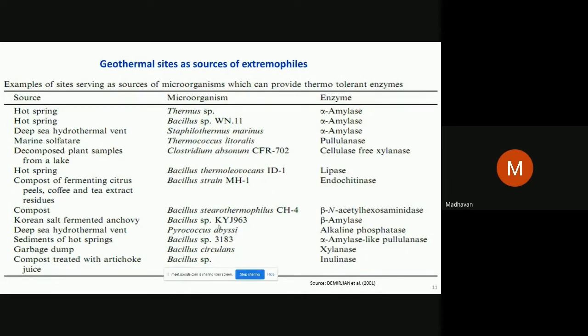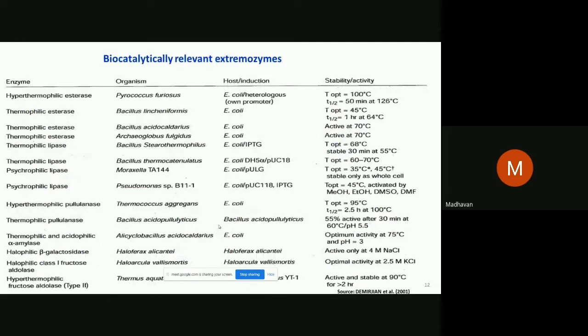So if you look into these very hazardous or extreme environmental niches, you can get enzymes which provide different types of tolerance. You can see some of the enzymes as well as the organisms reported in this table. You see again the biocatalytic activity relevant in extremozymes. Some of the enzymes listed here are hyperthermophilic or thermophilic esterases. Their temperature optimum is 100 degrees, and with a half time of 50 minutes it can survive at 126 degrees.